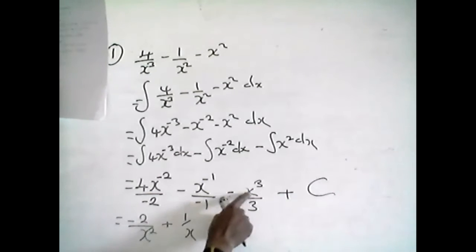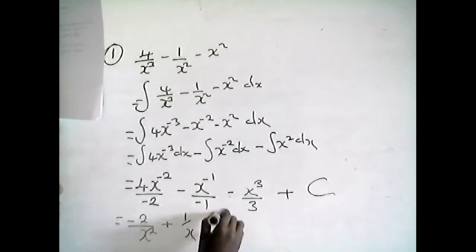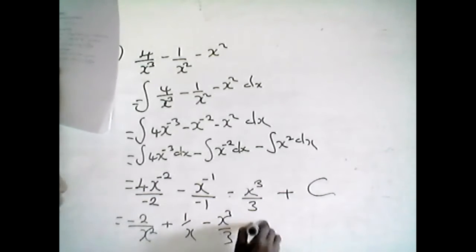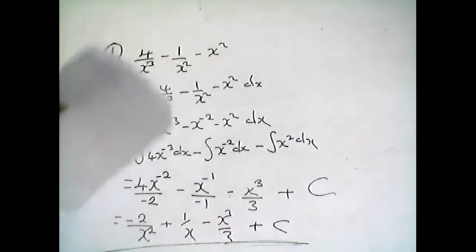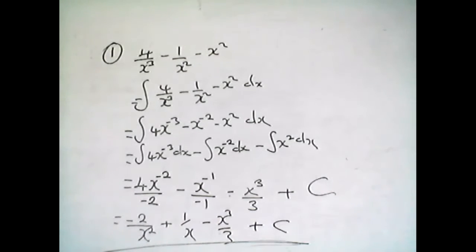Last, this will just be x^3 over 3, plus c. So we have integrated. That is the integral of the function that we are given. That is our integral, unless there's a question on that one.